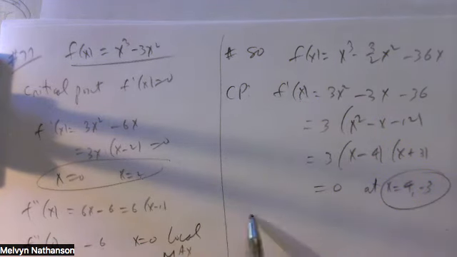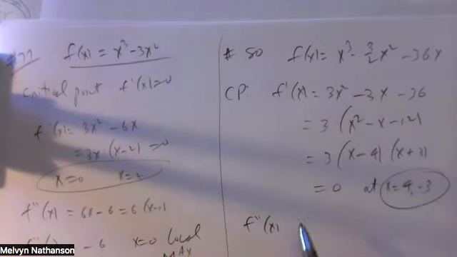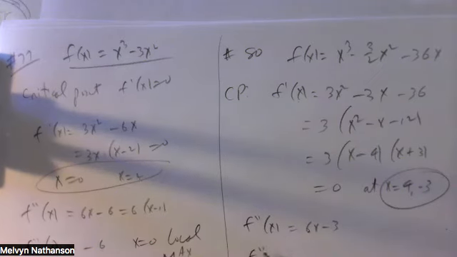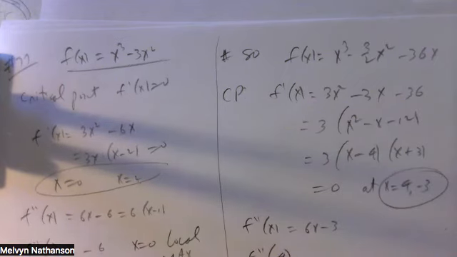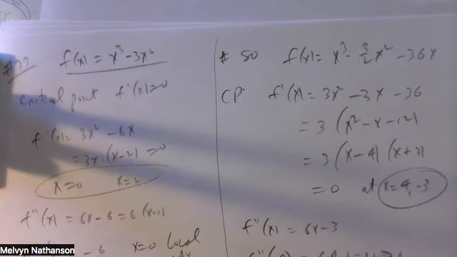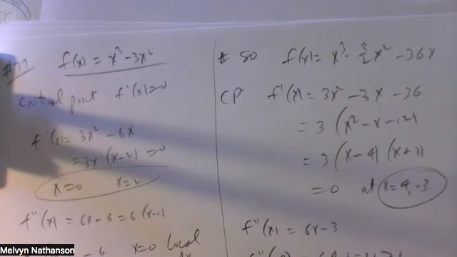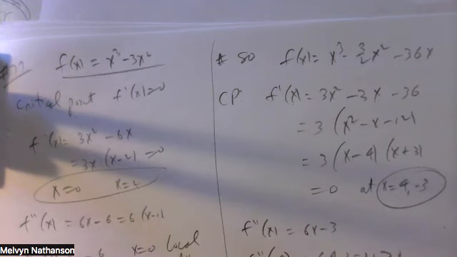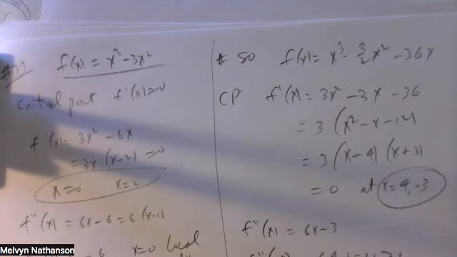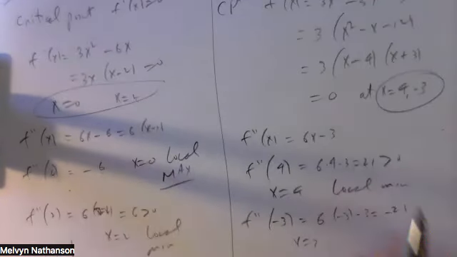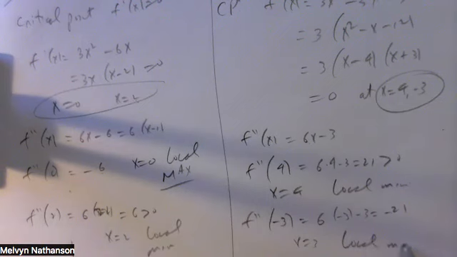If this is the first derivative, the second derivative is 6x minus 3. So the second derivative evaluated at 4, 6 times 4 minus 3 is 21, which is greater than 0. So x equals 4 is a local min. f double prime at minus 3 is 6 times minus 3 minus 3, which is minus 21. That's negative. So x equals minus 3 is a local maximum.